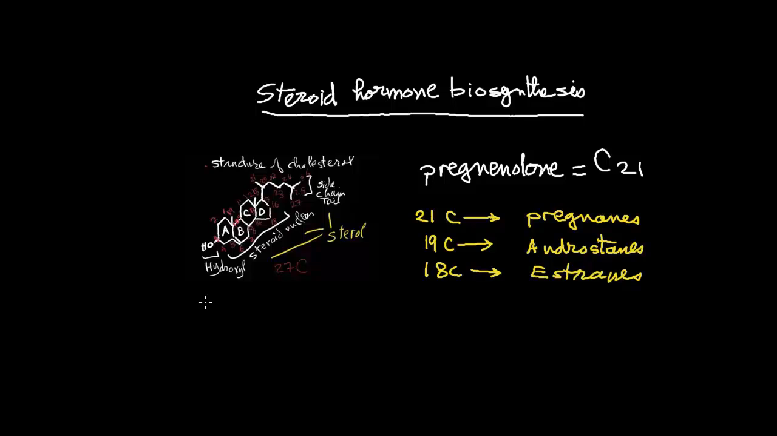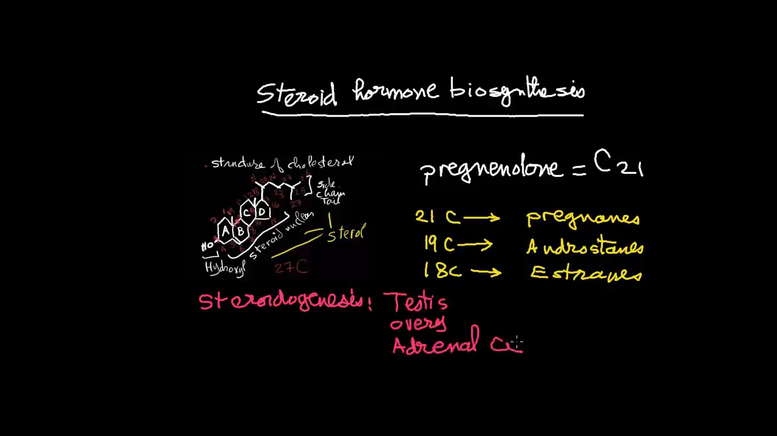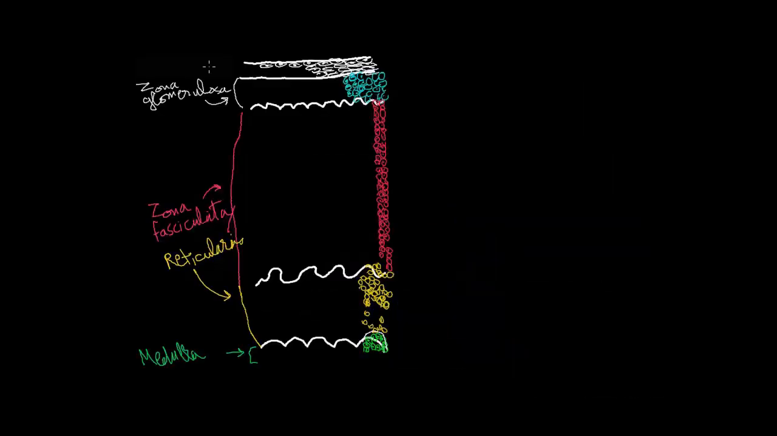Important organs for steroidogenesis are the testis, the ovary, and the adrenal cortex. In this lecture, we'll concentrate on the steroid hormones produced by the adrenal cortex. Histologically, from the surface, beneath the capsule, we have the zona glomerulosa, followed by zona fasciculata, and then zona reticularis, and then the medulla. This is from the histological point of view.